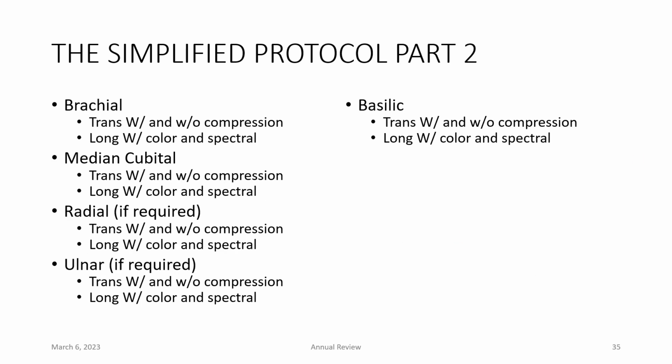Then you're going to go to the brachial. Now, the brachial forms when your radius and ulna combine. So you'll find your brachial's origin at about the antecubital space. You'll evaluate it in trans with and without compression, proximal, mid, and distal, compressing every 2 to 3 centimeters. Then you're going to go to long. You're going to do it in long B mode, proximal, mid, and distal. And you're going to do it with color and spectral, proximal, mid, and distal.